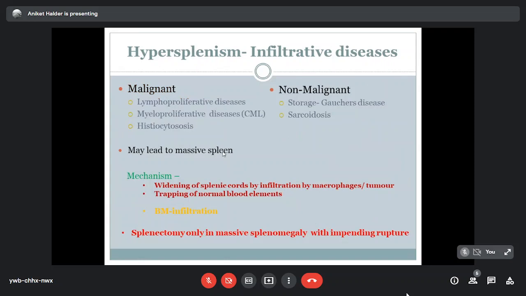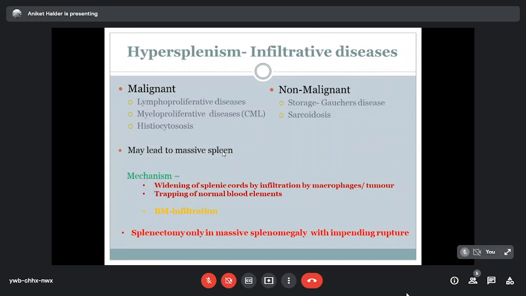Hypersplenism in relation to infiltrative diseases can be in different malignant diseases or non-malignant diseases. The malignant diseases may be the lymphomas, myeloproliferative diseases like CML, and different histiocytoses, whereas the non-malignant diseases are mainly the storage disorders like Gaucher or Niemann-Pick diseases. And in sarcoidosis, where there is diffuse infiltration by histiocytes forming granulomas, it can lead to massive splenomegaly.